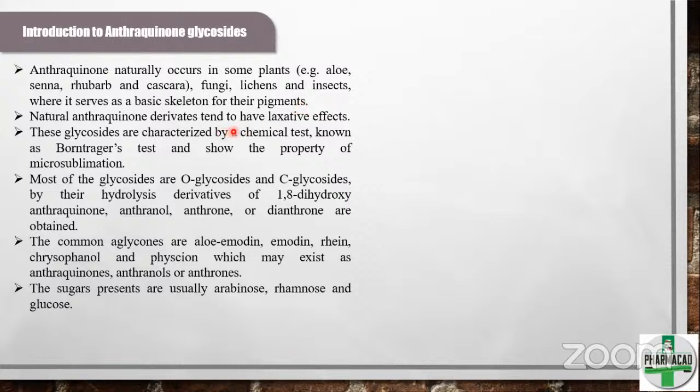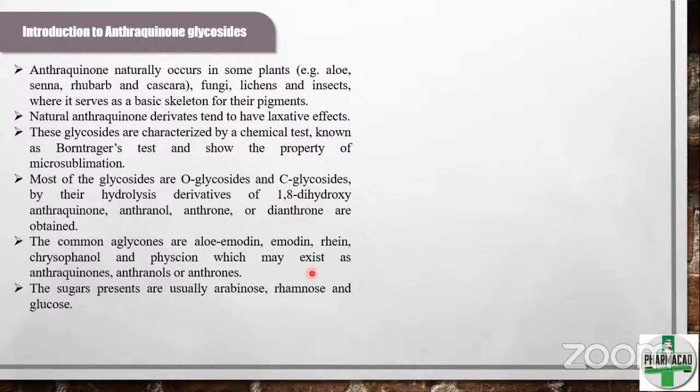Natural anthraquinone derivatives tend to have laxative effects. These glycosides are characterized by a chemical test known as Borntrager's test and show the property of microsublimation. Most of these are O and C glycosides, like I said earlier. And on hydrolysis, they will give derivatives of 1,8-dihydroxy anthraquinone, anthranol, anthrone, dianthrone, etc.